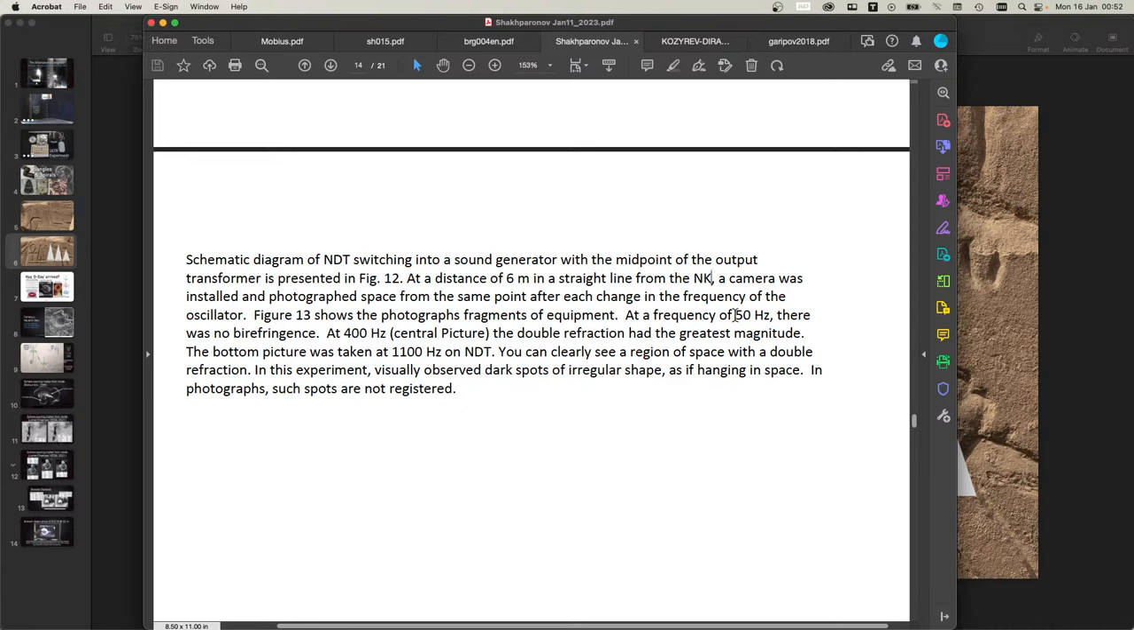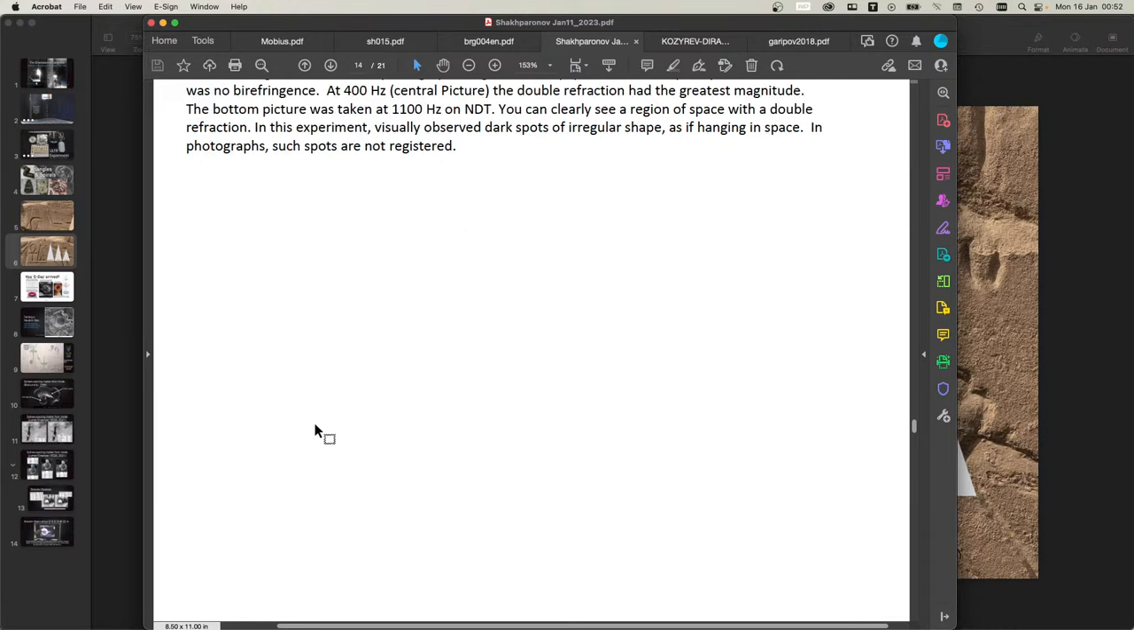At a frequency of 50 hertz, there was no birefringence. At 400 hertz, the central picture, the double refraction had the greatest magnitude. The bottom picture was taken at 1,100 hertz on the Möbius strip, and you can clearly see a region of space with a double refraction in this experiment. Visually observed dark spots of irregular shape as if hanging in space. In the photograph, such spots are not registered.